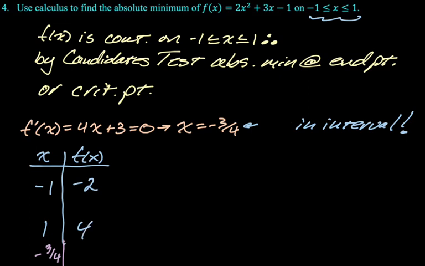But when I plug in -3/4, this is a quadratic that opens up. You know that that's going to be the minimum, but now I need to figure out that value. So where am I going to do this work? I'm going to do the work right here. 2 times -3/4 squared plus 3 times -3/4 minus 1. Gross. All right, 9/8.